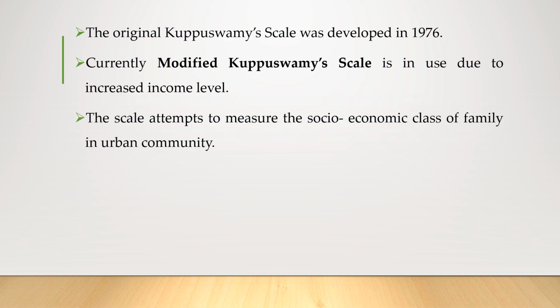This scale was originally developed in 1976 by Kuppuswamy, and currently we have the modified Kuppuswamy scale. The reason why it's called the modified scale is that the income groups of the scale keep on changing due to variation in the income level, and this scale attempts to measure the socioeconomic class of a family in an urban community.